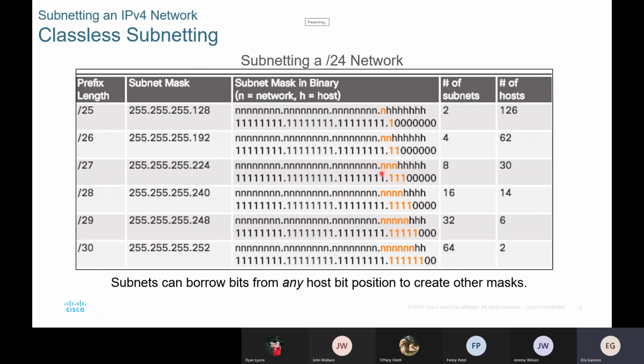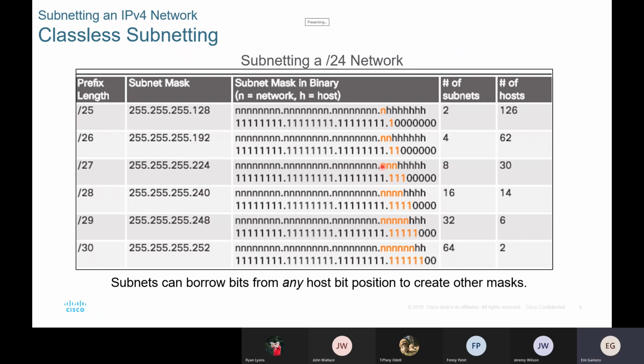Let's see a third example. Let's say that instead of borrowing 2 bits, we borrow 3 bits. Look at the net mask: how many 1s will we have? 27. So the net mask will be a /27, which in dotted decimal notation is 255.255.255.224. If we have 3 bits, how many subnets can we create? 8, which is 2 to the power of 3.